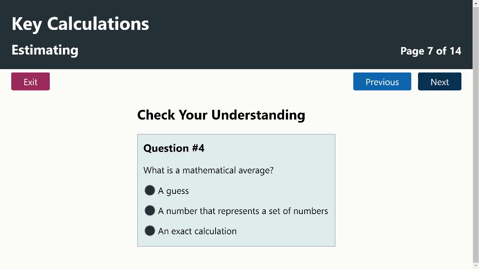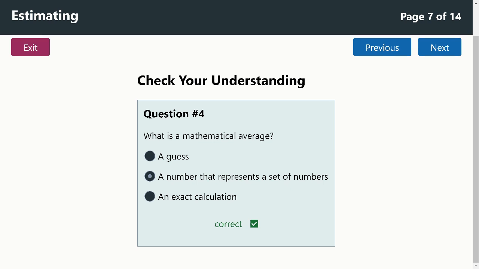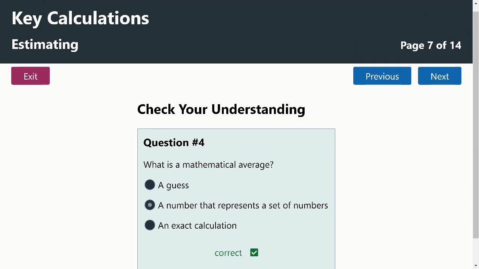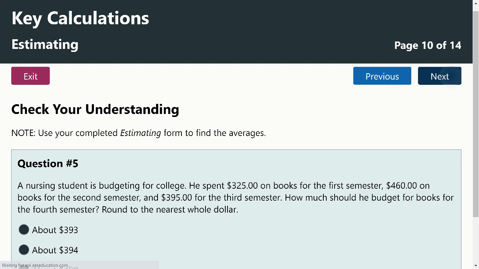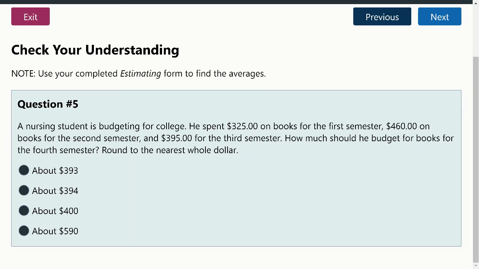All right, so what is a mathematical average? Right, a number that represents a set of numbers. So, all right, a nursing student is budgeting for college. He spent $325 on books for the first semester, $460 on books for the second semester, $395 for the third semester. How much should he budget for books for the fourth semester? Round to the nearest whole dollar.